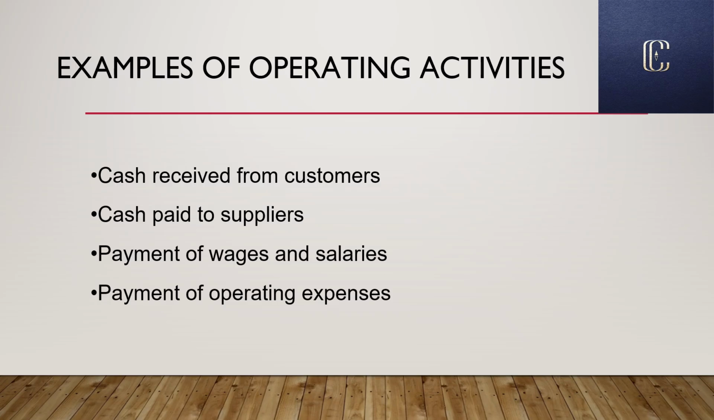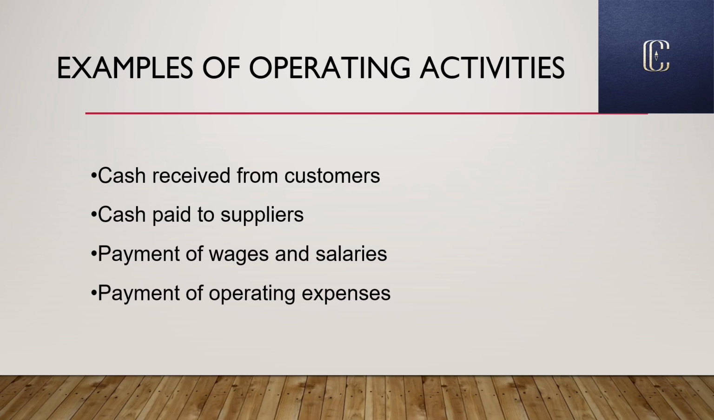Third one is payment of wages and salaries. Employees are part of daily operations. For example, paying teacher salary in a school, paying staff salary in an office, paying wages to the workers of a factory. These payments are necessary for running the business every day. So, they are clearly operating activities. If salary is not paid, operations will stop.